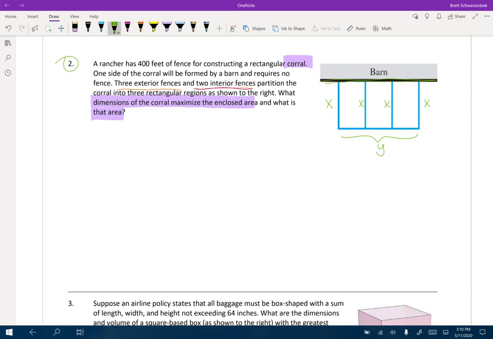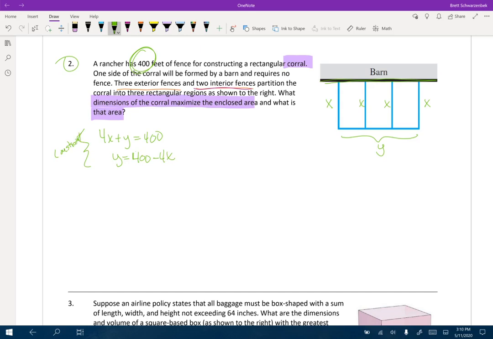Okay, so I claim we can make our constraint right now because we know that the sum of X, X, X, X, and Y is 400 feet. So what is that? 4x plus y equals 400. Okay, what have we been doing in every problem so far? We've been solving for y, so let's do that now. We're going to get y is equal to 400 minus 4x. Okay, so this is essentially our constraint for our problem.